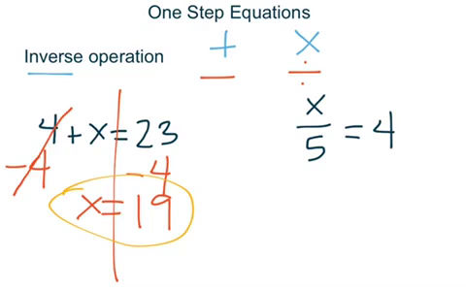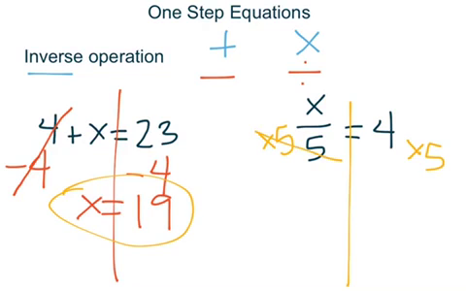All right, next problem. x divided by 5 equals 4. Again, the opposite of dividing is multiplying. So in order to get x by itself, I'm going to have to multiply by 5, because right now x is being divided by 5. So I'm doing the opposite. I'm going to multiply by 5 on both sides again, because you have to balance your equation.